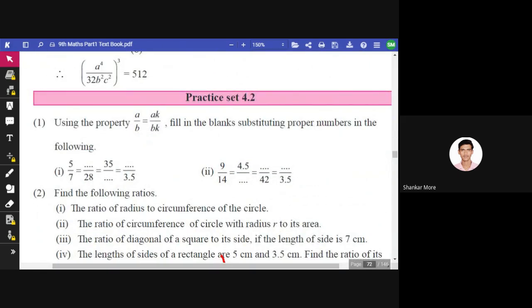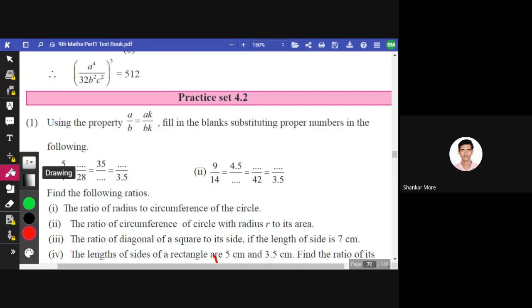Okay, so using the property, now practice set 4.2, we'll take a few of the examples from this practice set. So using the property a by b is equals to ak by bk, fill in the blanks substituting proper numbers in the following. So what will come here? Tell me, everyone, can you tell? First observe this ratio, and depending on that, what could be the number here? It is 5/7. So see, 7 multiplied by which number gives 28?